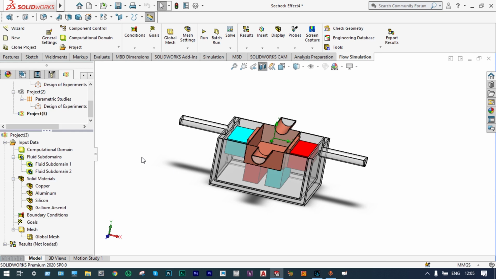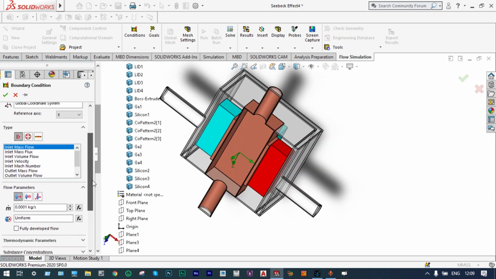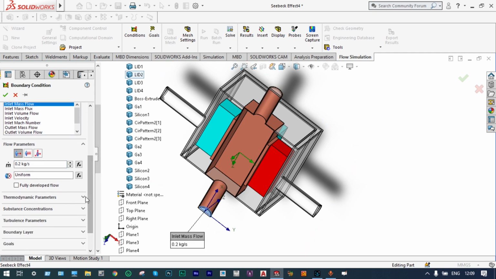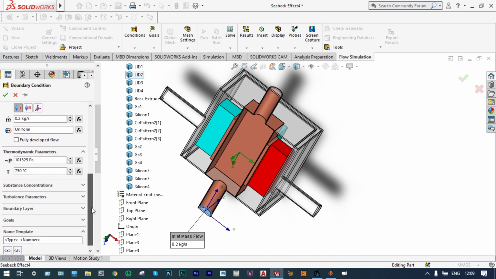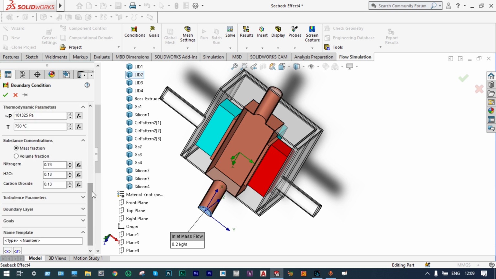Next to that, we have to apply boundary conditions, insert boundary condition, and we have to provide hot flue gas from this opening at a rate of 0.2 kg per second. Let us select that location. And thermodynamic parameters, we can see it will be flue gas at a temperature of 750 degrees centigrade, and substance concentration, I can check it. It will be nitrogen with 74%, water vapor 13%, and carbon dioxide 13%. Green check.